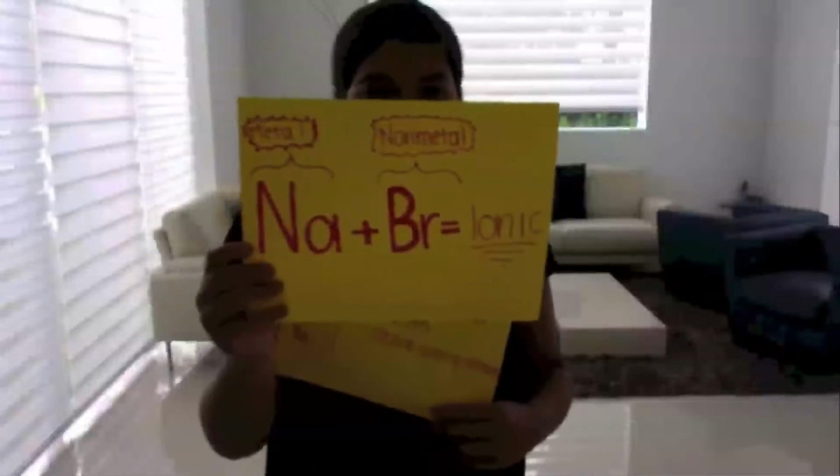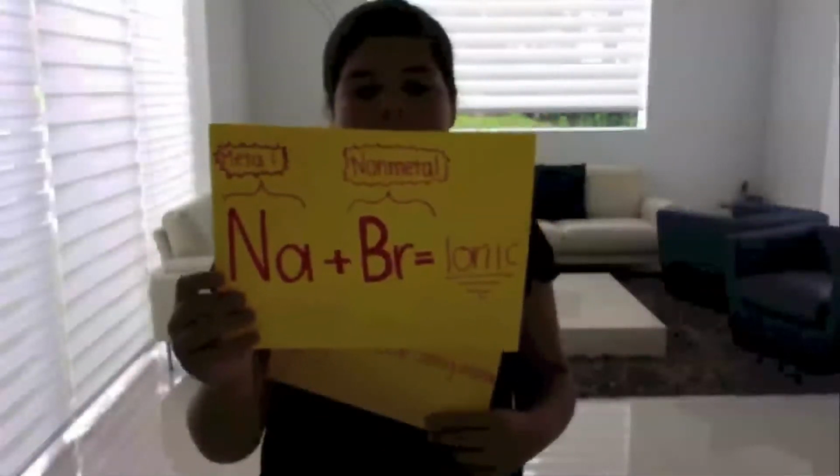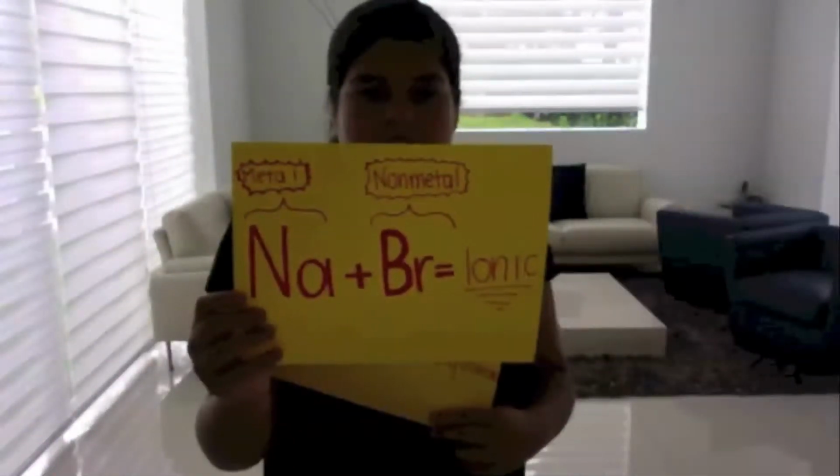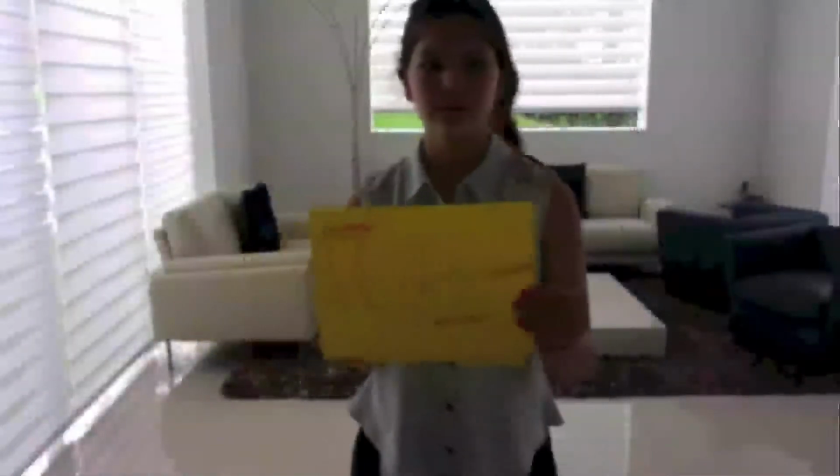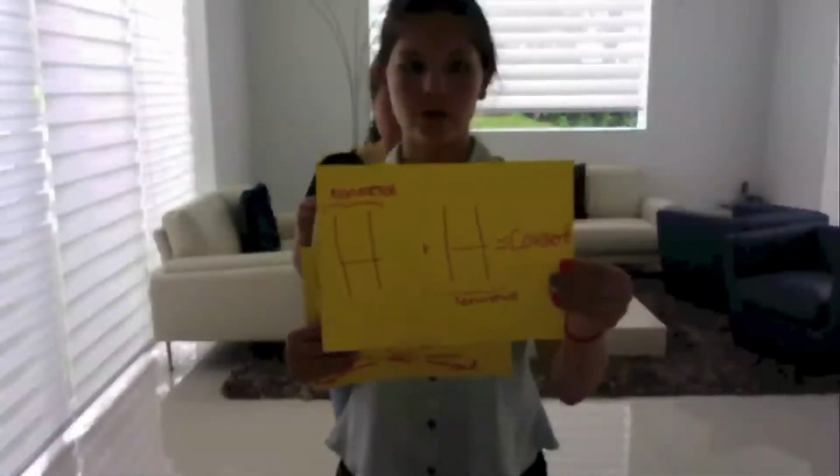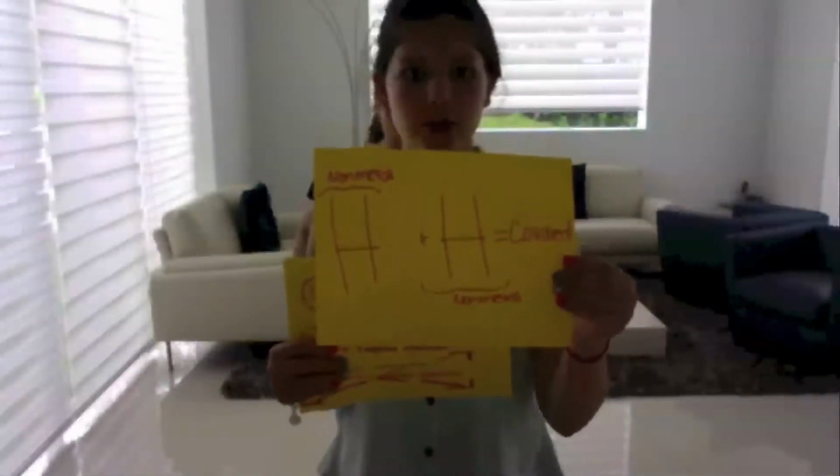Transfer of an electron between a nonmetal and a metal produces an ionic bonding, like this, in which Na is a metal and Br is a nonmetal. Sharing of electrons between atoms of nonmetals produces a covalent bond, like in this case where it's 2 of hydrogen.